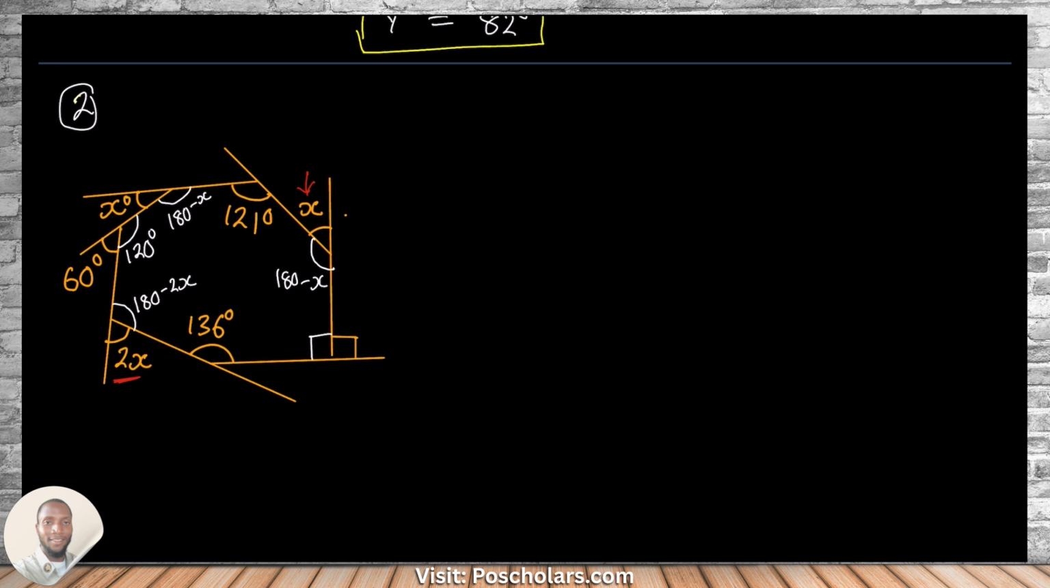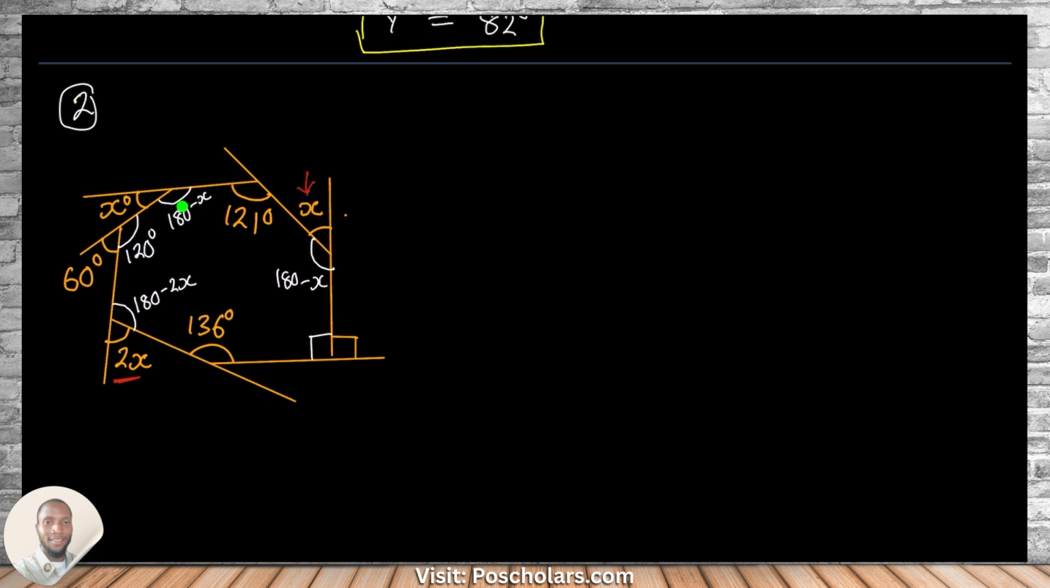Now the next thing that comes to your mind is, how many sides does this polygon have? Let's count. 1, 2, let's count again. 1, 2, 3, 4, 5, 6, and 7. So this polygon has 7 sides. Therefore, it's a heptagon, right?